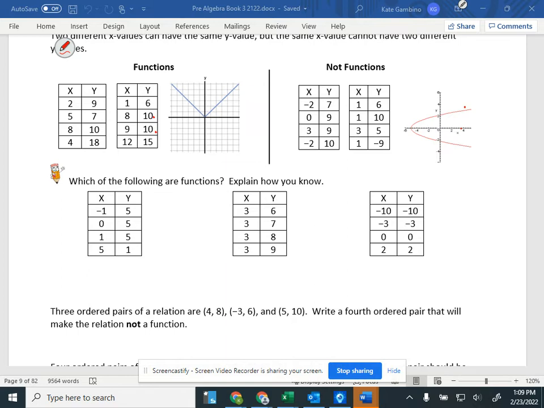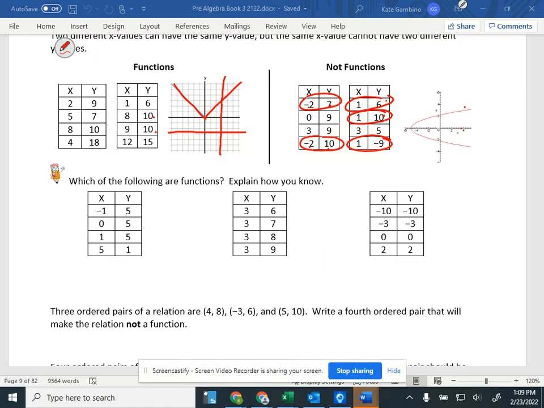When we're looking at not a function, we know it's not a function because we can see the same x has different y's. The same x has different y's. So we know it's not a function. You can tell by looking at a function table, and you can tell by looking at the graph.